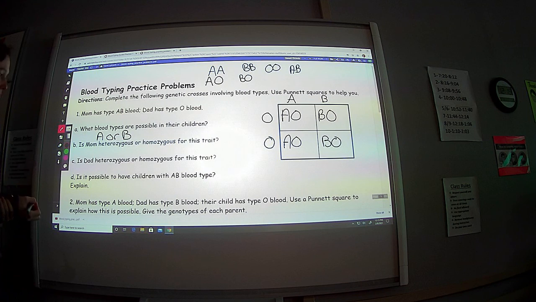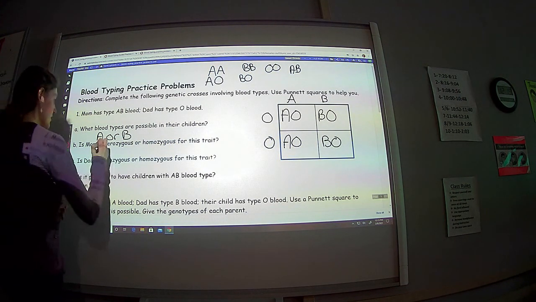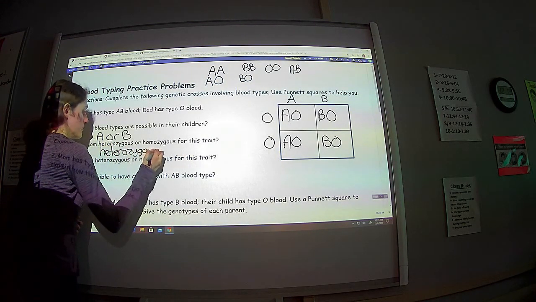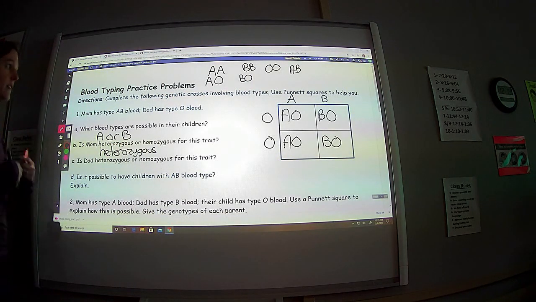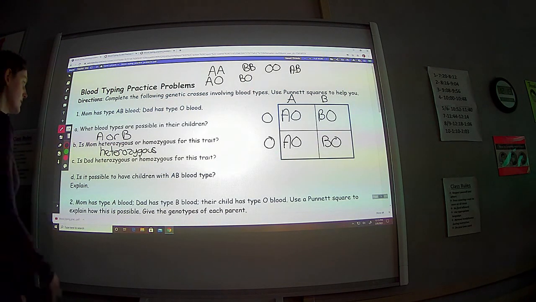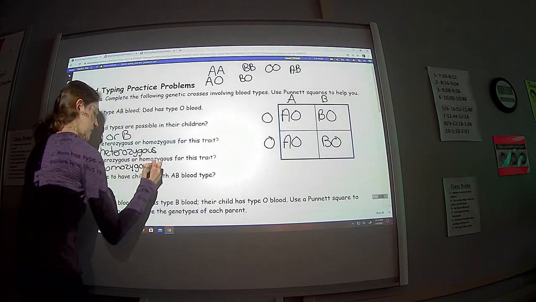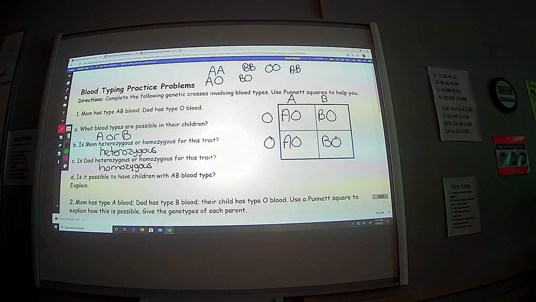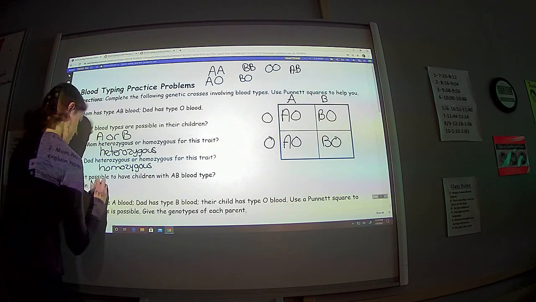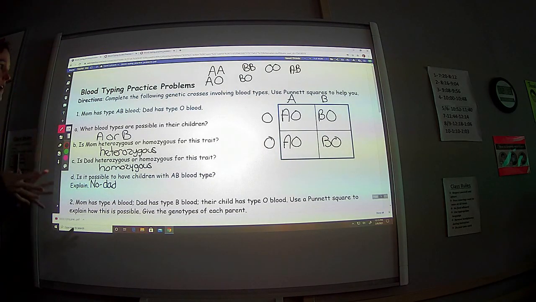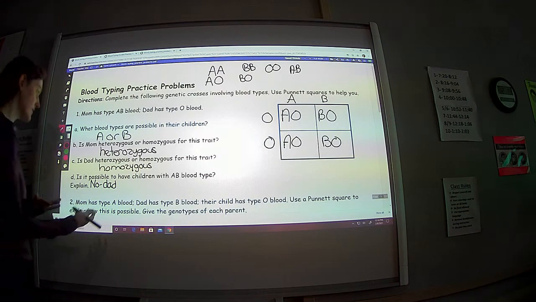Is mom heterozygous or homozygous for this trait? Well, she's considered heterozygous because she has 2 different alleles. Even though they both are dominant, she has an A and a B, which is 2 different ones. Dad is going to be homozygous. Is it possible to have children with AB blood type? Well, looking at our options there, it is not. No. With the dad being type O, there is no A or B in his genotype, so there's no way for his kids to ever get an A or a B unless they're not his kids.